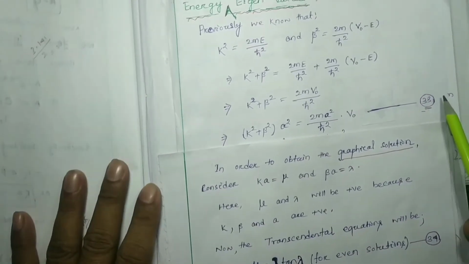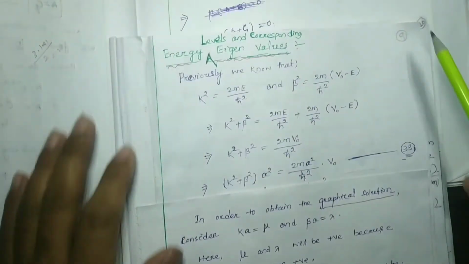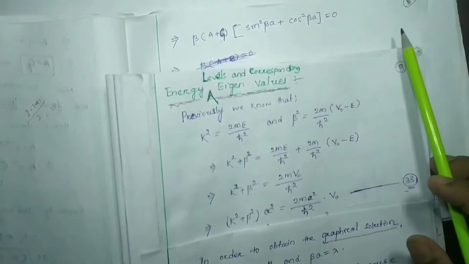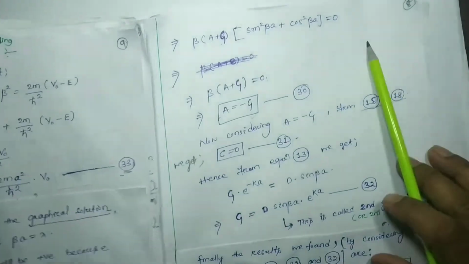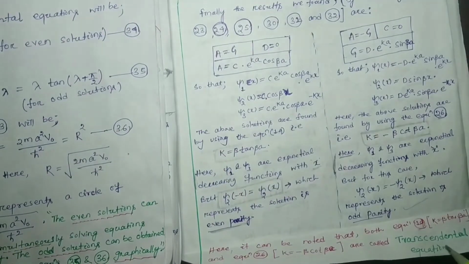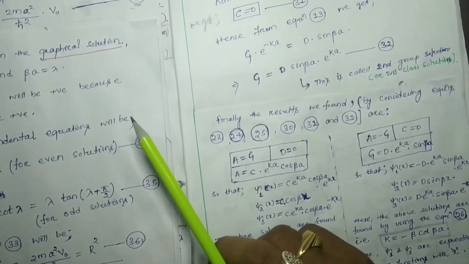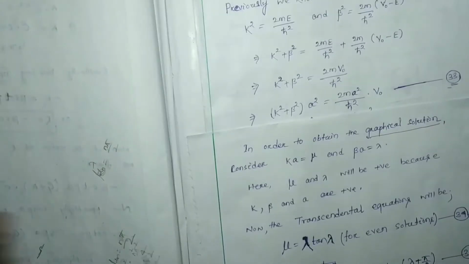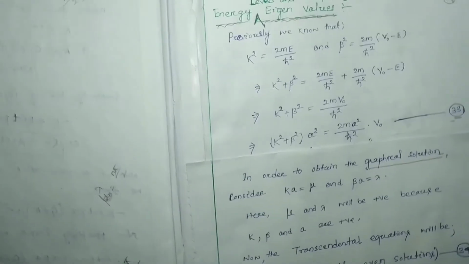I suggest to all of you that this is your page number 9, and page number 8 is this one, up to the transcendental equation. So pause the video whenever I am discussing line by line, and you can write the note.